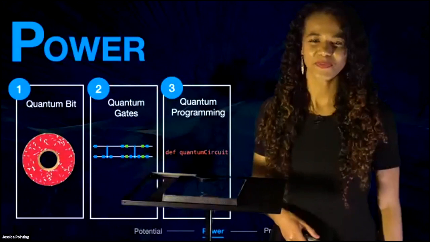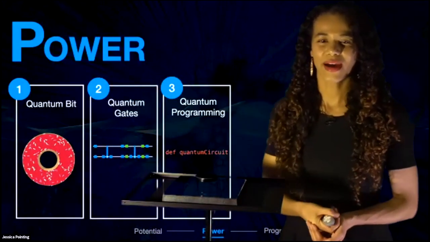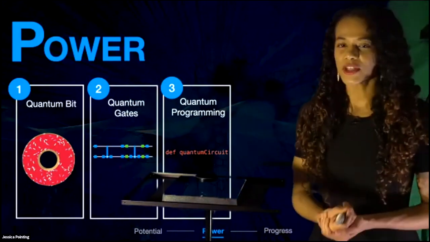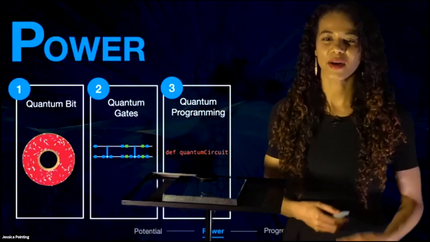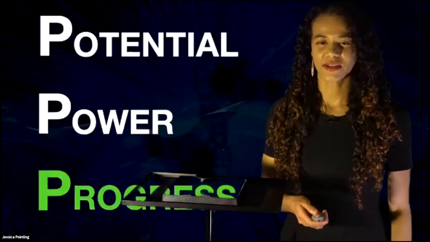Right, so here we've looked at the power and we spent the bulk of the time on that, but now we're going to look at the progress. So we've seen what you could do with a quantum computer, sort of how it works, and now we can look at where we actually are and what is left to do.